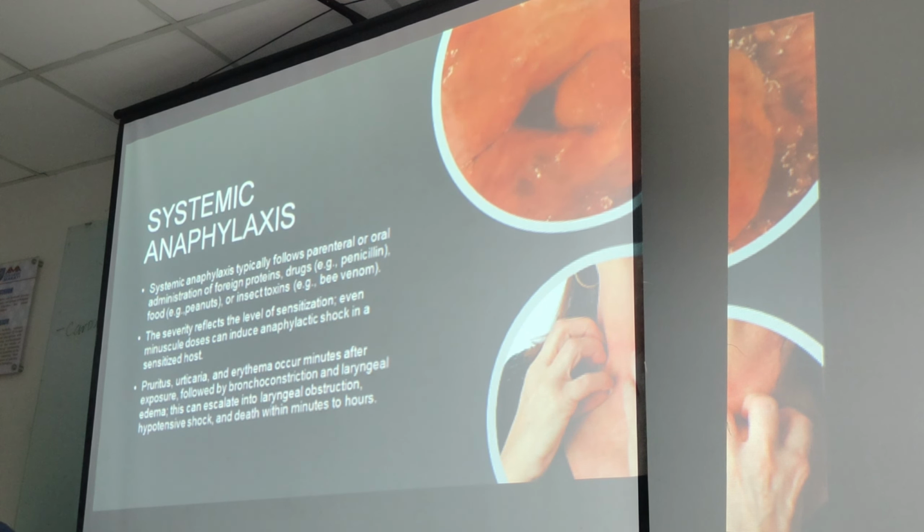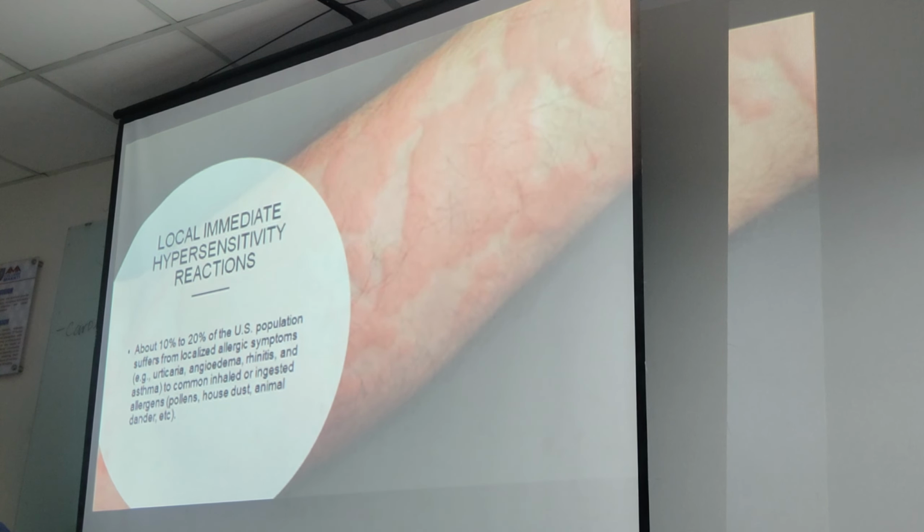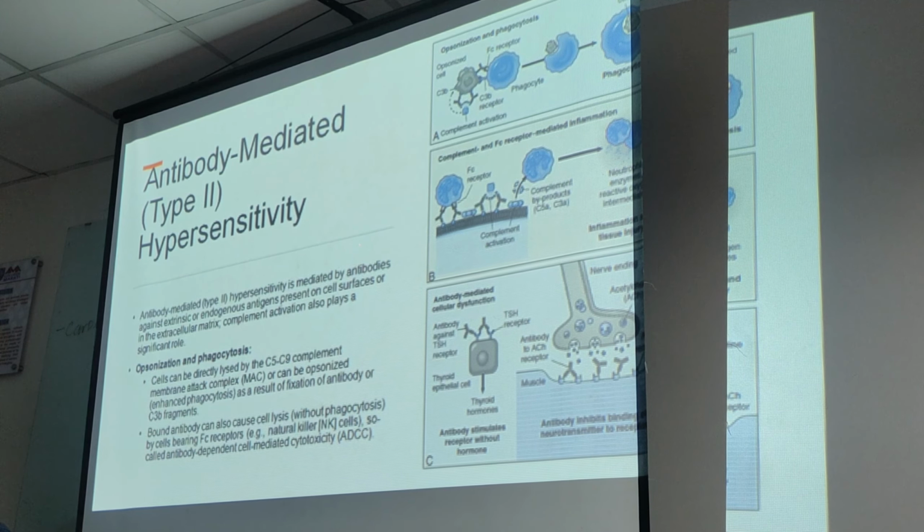Symptoms can vary, presentation may differ. So pruritus, urticaria, erythema may occur minutes after exposure, followed by more troubling and fatal symptoms of bronchoconstriction and laryngeal edema. So this can escalate into laryngeal obstruction, shock, and even death. About 10 to 20% of the US population suffers from allergies basically, and it's often triggered by many things: pollens, dust, animal dander, even temperature. So that's type 1 hypersensitivity.